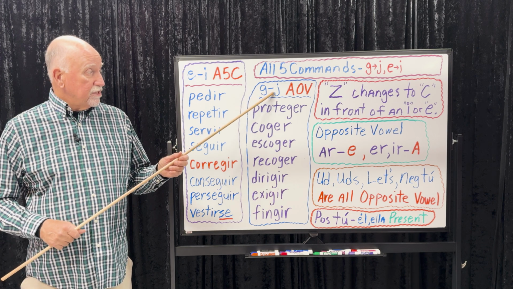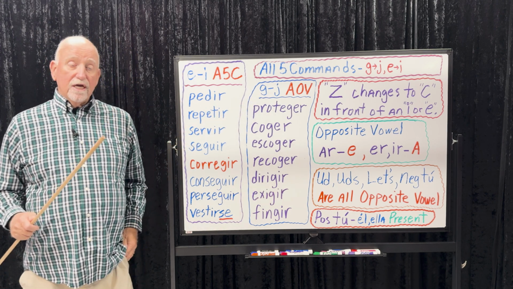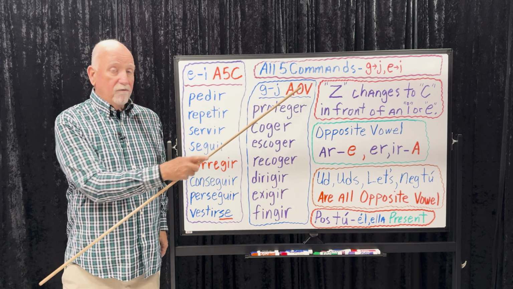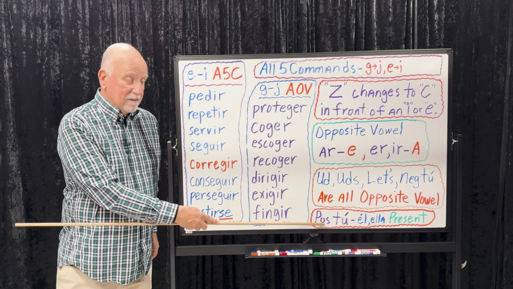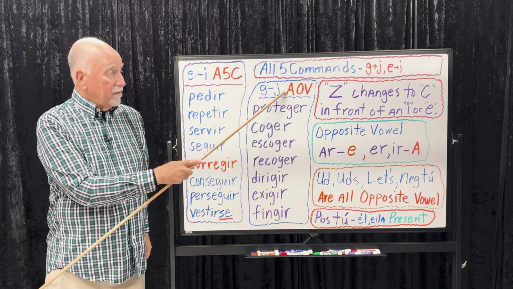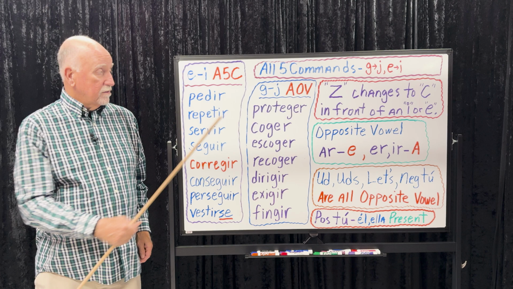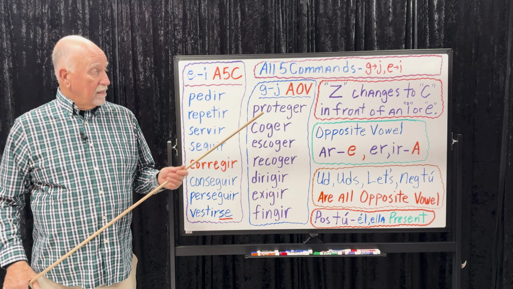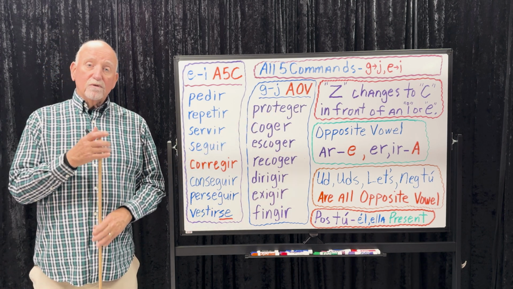Let's go for our G to J. When does a G switch to J? In all the opposite vowel forms. Not the regular vowel, positive 2, but all the opposite vowel forms. Proteger, to protect. The yo form of the present tense would be protejo.